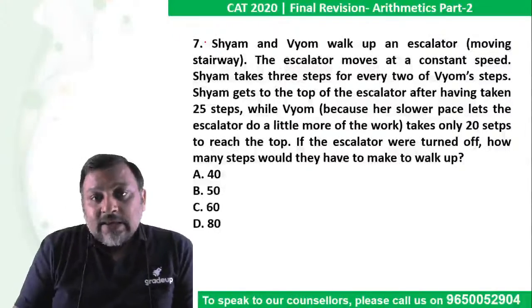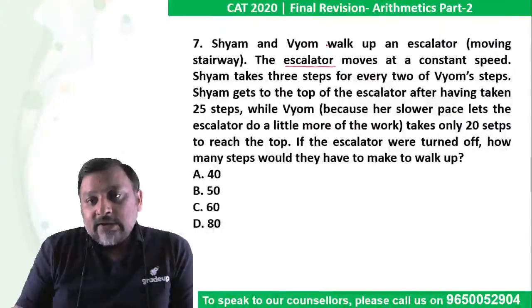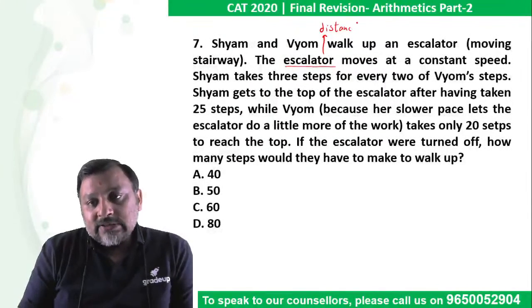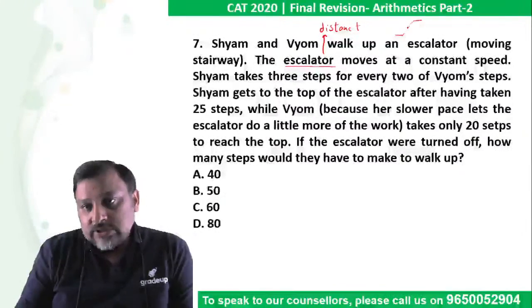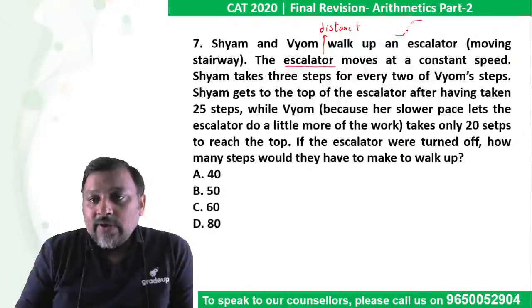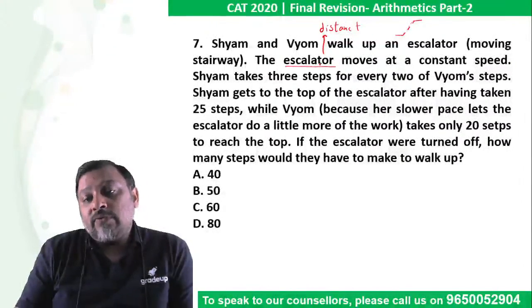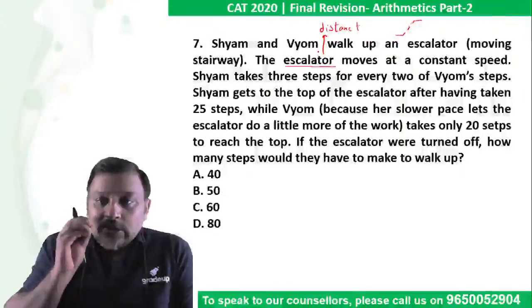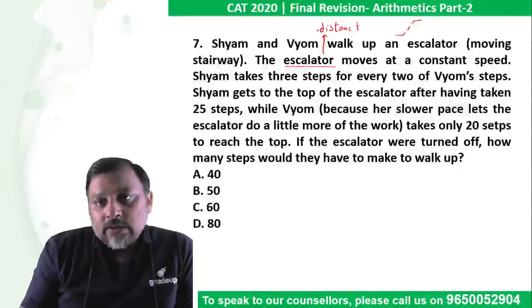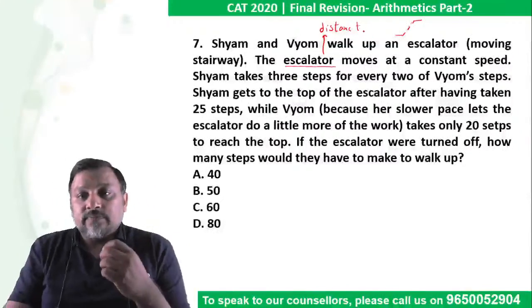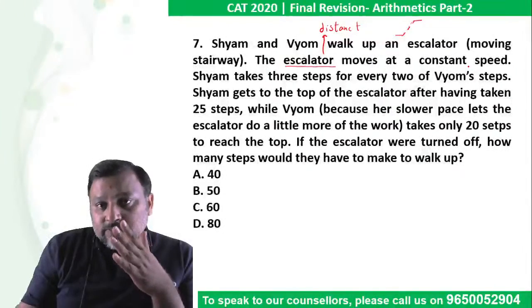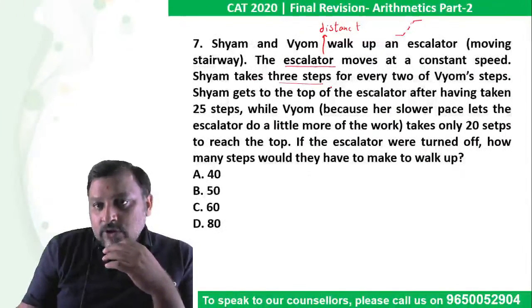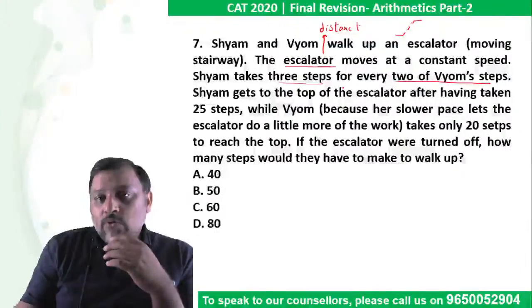See, in any question involving an escalator, distance is always constant. That means the distance from the ground floor to the first floor will always remain constant. So we can always equate distance in questions involving an escalator, and this is true without an exception. The distance is always constant. Now it is given the escalator moves at a constant speed. Sham takes 3 steps for every 2 steps of Vyom.